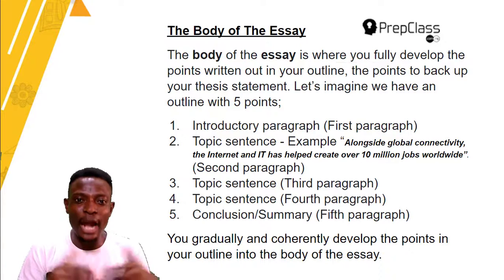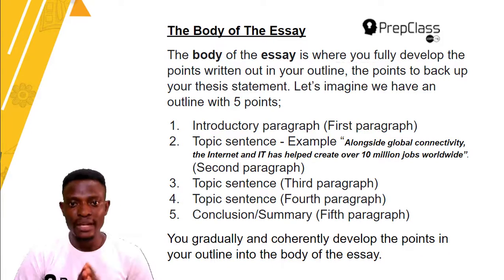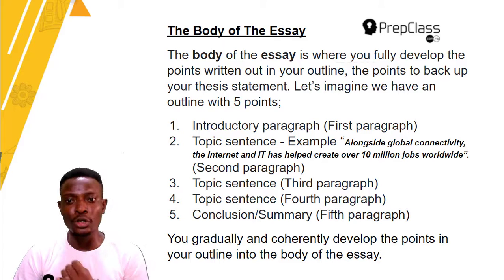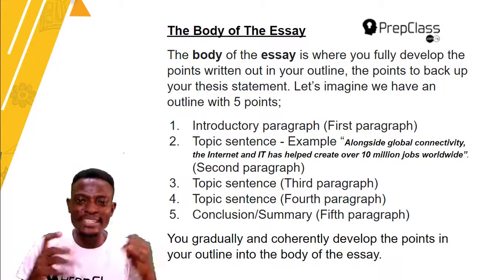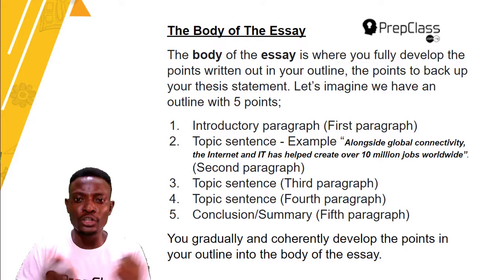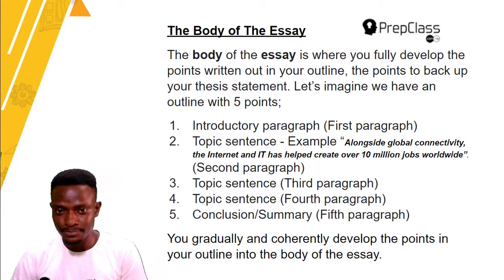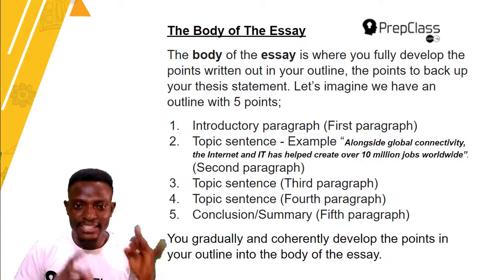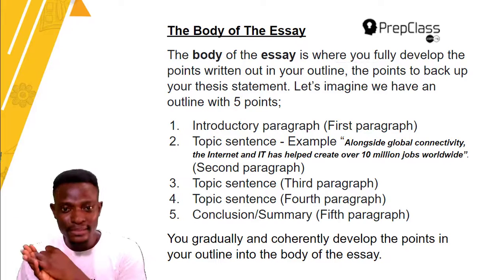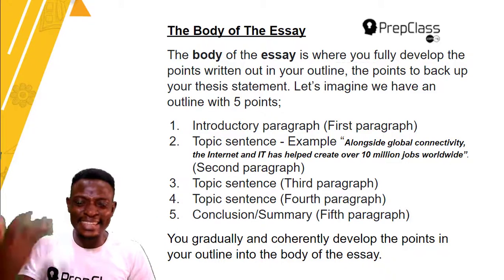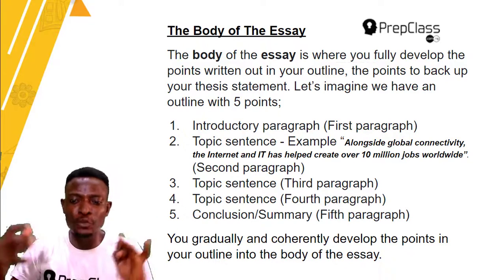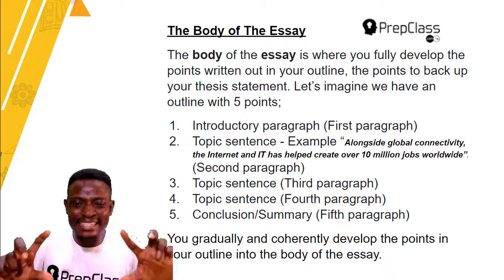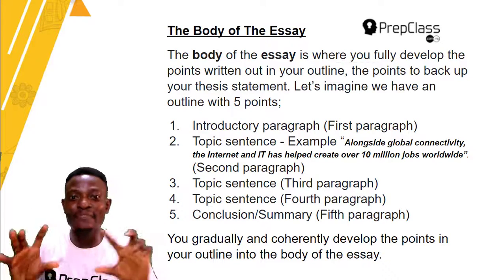Let's imagine we have an outline with 5 points. The first point is the introductory paragraph. So whatever you're going to write in the first paragraph is the introductory paragraph to your essay. The second point is going to make up your second paragraph. Now, the topic sentence is that sentence that talks about what that paragraph is going to be about. It's a sentence that summarizes what that paragraph is about.